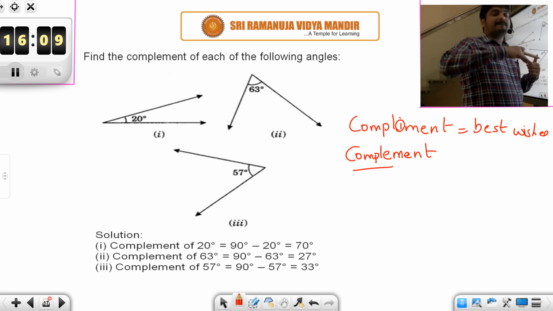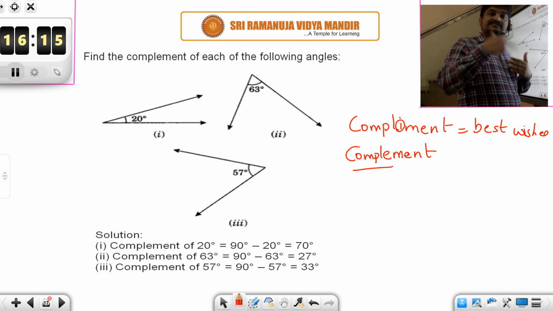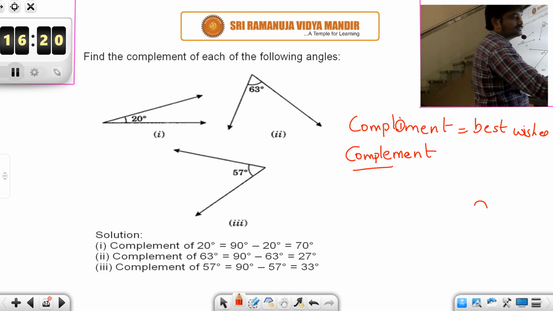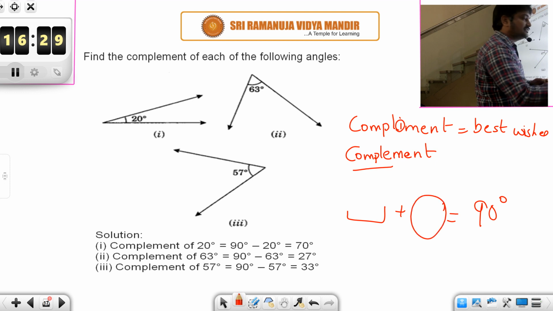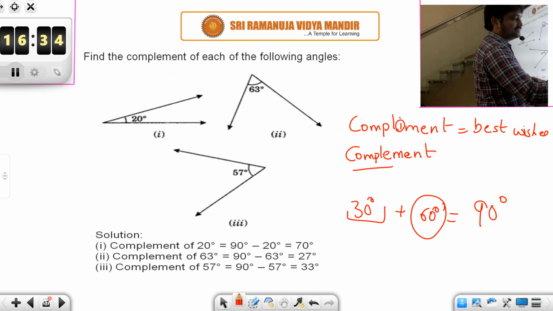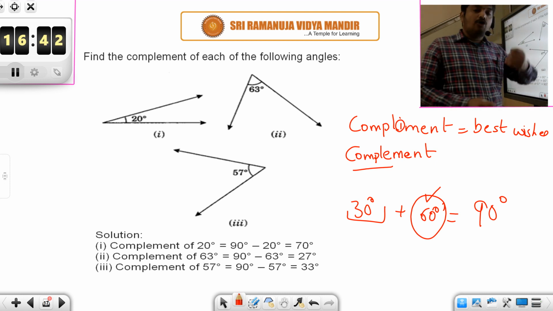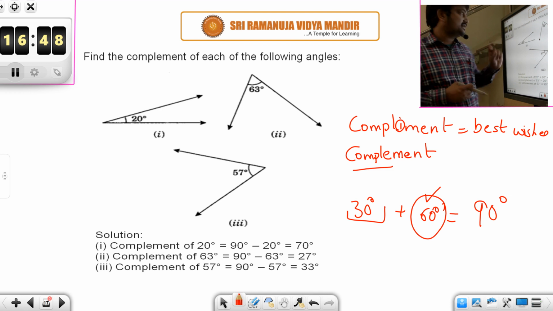Like the word says, complete means to finish, right? Here complement means something which adds to make it 90. The resultant should be 90, so whatever is leftover, you need to add it. For example, if 30 is there and you add 60, you get 90. So we call this 60 the complement of 30. Complement means to add, to finish: how much you need to add to make it 90. This is where we use this word complement.